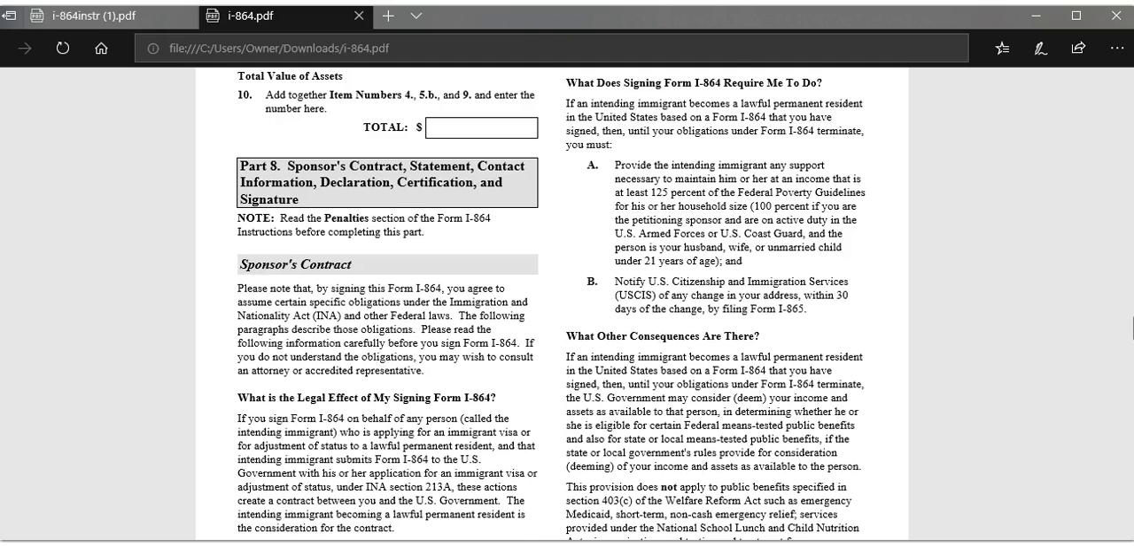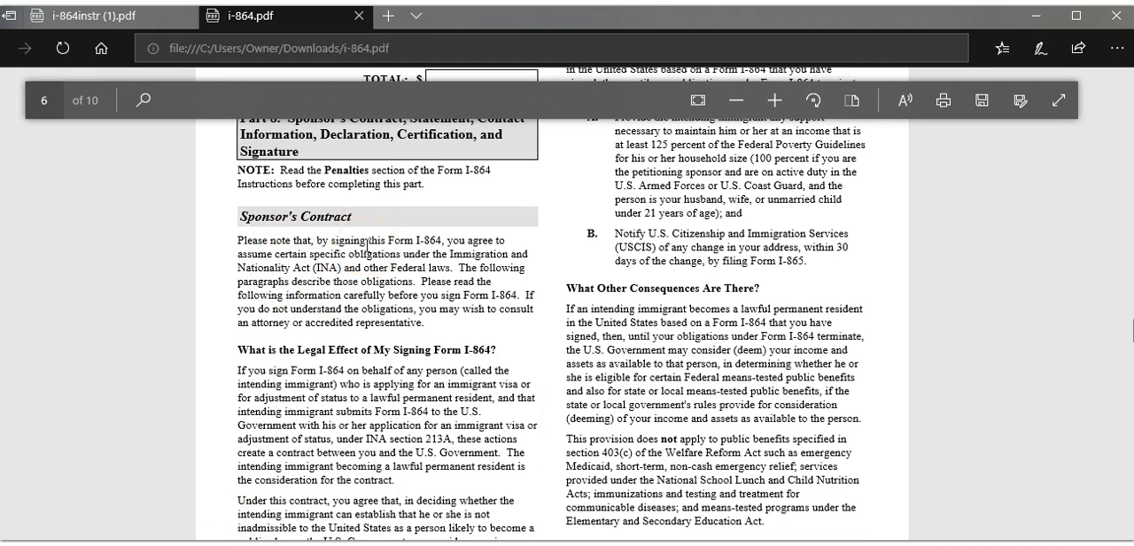Almost done. I'm getting a headache. The sponsor's contract. So you read all this. Pretty much it's information about what's going to be your obligation, or your responsibility by signing this form. Okay, so pretty much you're going to be responsible for this immigrant, either until this immigrant becomes a U.S. citizen, or after this person completes a certain amount of points that he or she accumulates by working. So pretty much it's like 10 years or so.